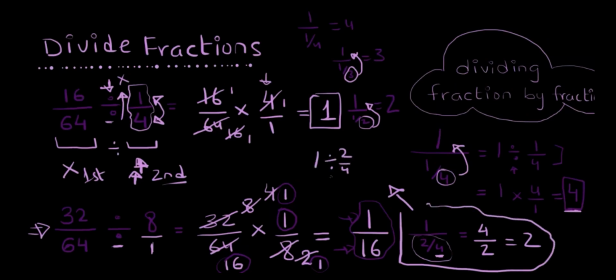1 divided by 2 over 4. Sign changes to multiplication, fraction flips over, that's 4 over 2, which is a 2. Yeah? But otherwise, the denominator of the denominator is actually the numerator. That's the concept I'm trying to get through.